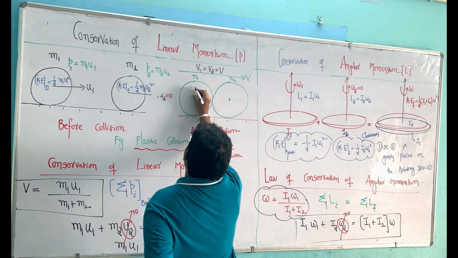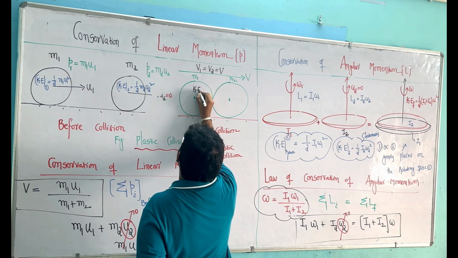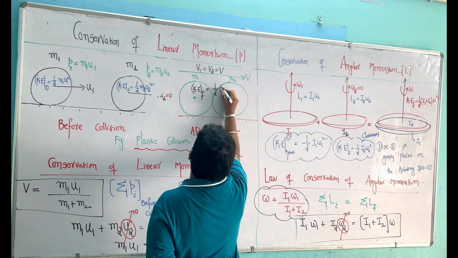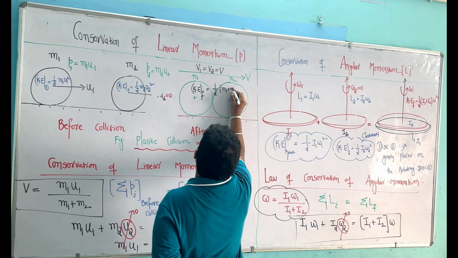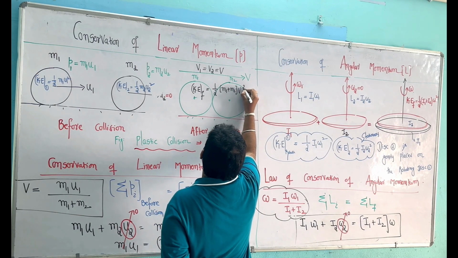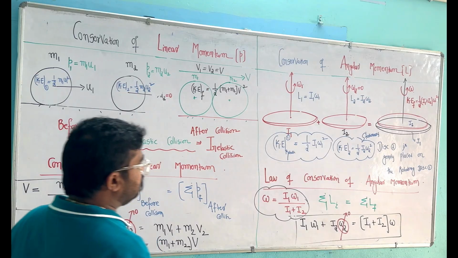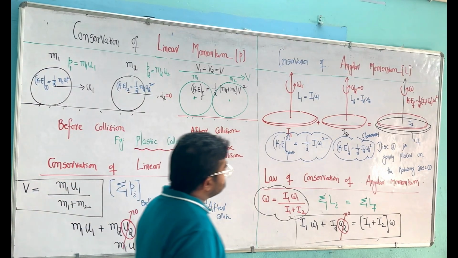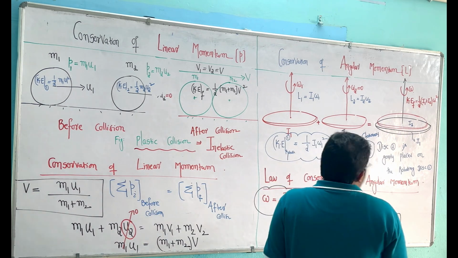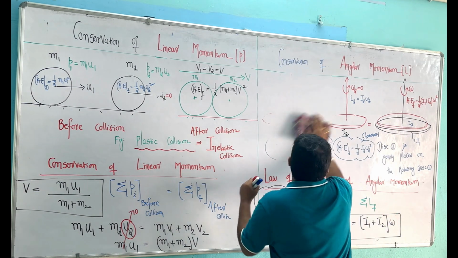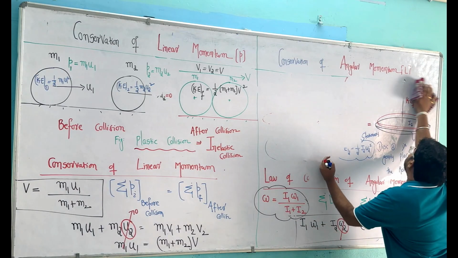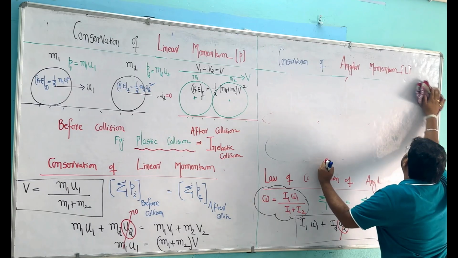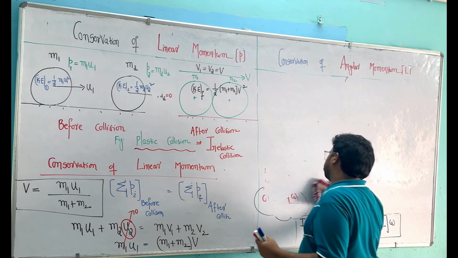What is the final kinetic energy here? Half of M1 plus M2 into V square. Clear? Now this part completed. Now change in kinetic energy. Here energy is not conserved. Okay? Only momentum is conserved.